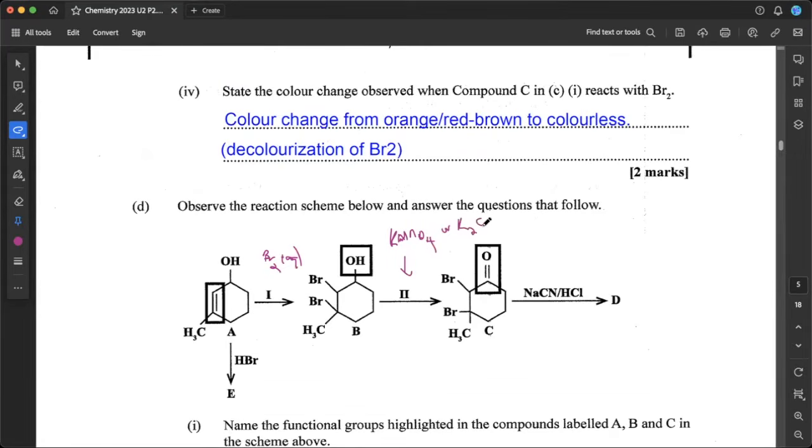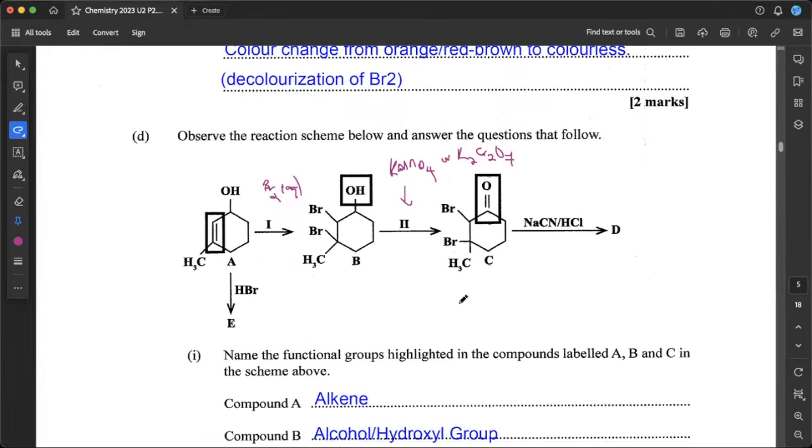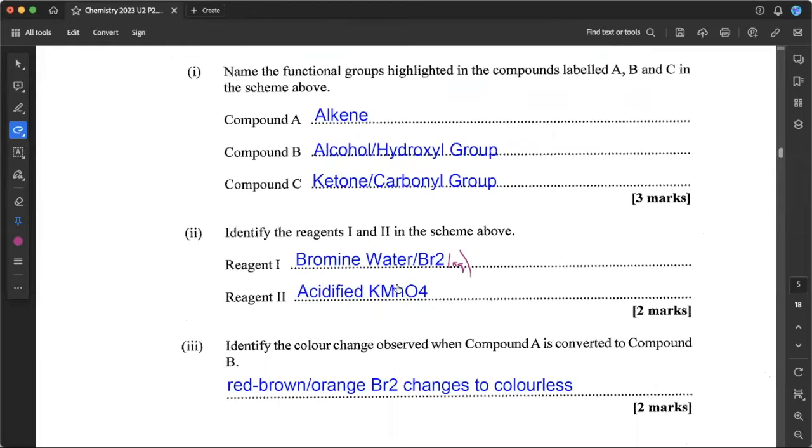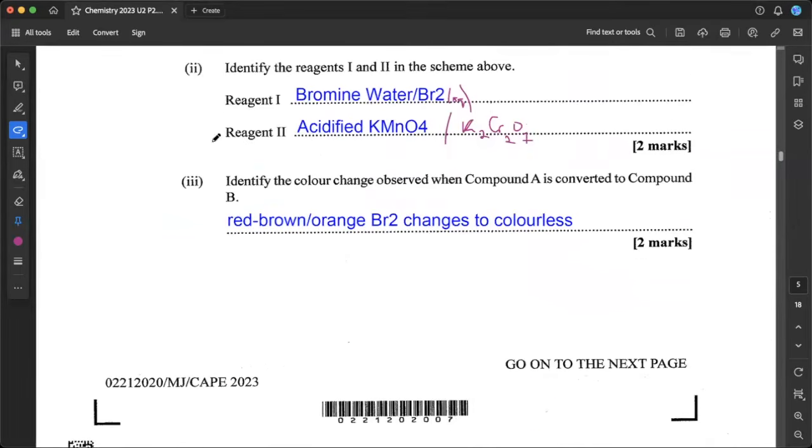Or we could use potassium dichromate, right? So K2Cr2O7. Right, so we can use potassium dichromate here. Any one of those will work here. I've just written acidified KMnO4 here. We can also have acidified K2Cr2O7, so potassium dichromate would also work there. Okay, so remember now, we're just oxidizing a secondary alcohol to get our ketone. And when we do that, that's what's going to happen, right? That we're showing there.